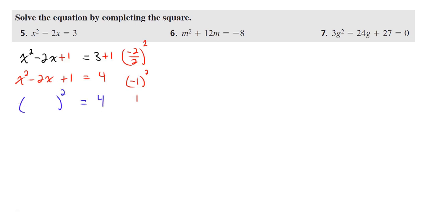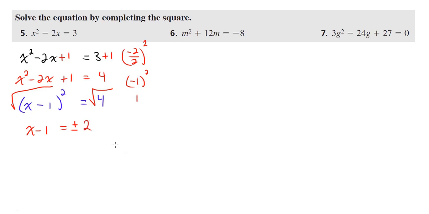And we're going to take x here. And where did this 1 come from? It came from negative 1 squared. So this becomes x minus 1 squared equals 4. Now we want to get rid of this exponent of 2. So we're going to take the square root of both sides. The square root of x minus 1 squared is x minus 1. And the square root of 4 is positive or negative 2.